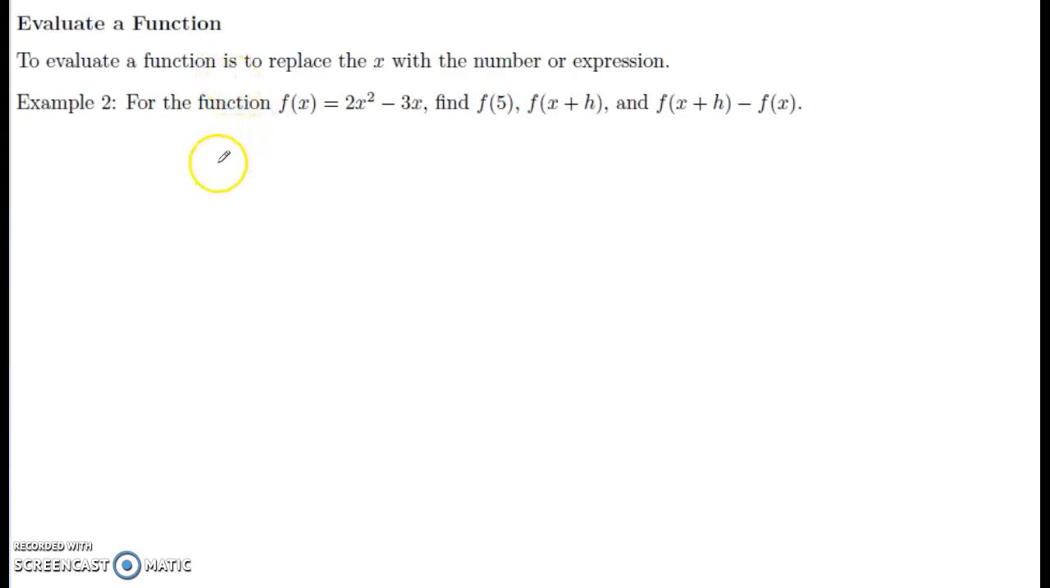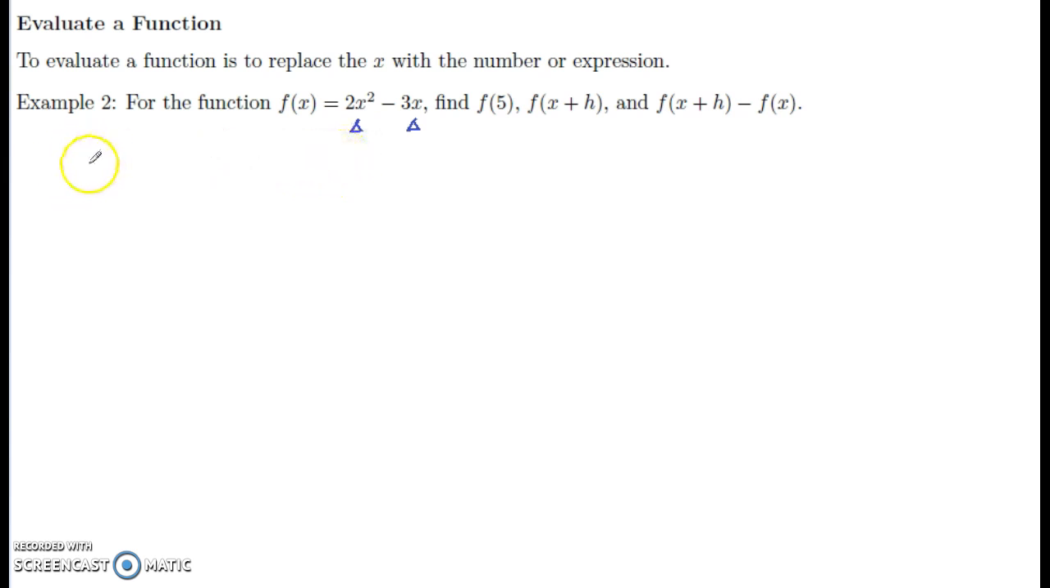Section P1, Example 2. To evaluate a function is to replace the x with the number or expression. Take a look at this function f of x equals 2x squared minus 3x. We have to take note of the location of the x. And when we evaluate, we just need to replace those x by the number or expression.